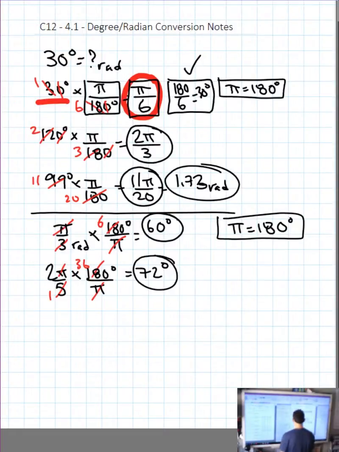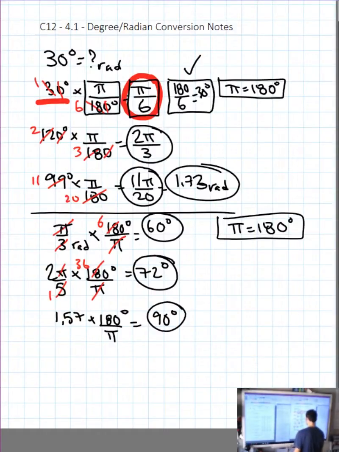Now, what if we just see a funny looking number like 1.57? Well, we don't see a degree, so we know it's a radian, and we need to multiply by 180 divided by pi. And if we do that on the calculator, 1.57 times 180 divided by pi, or 3.14, is exactly 90 degrees. That 1.57 number should ring a bell. That's half of pi, and we know pi is 180, therefore half of that should be 90.